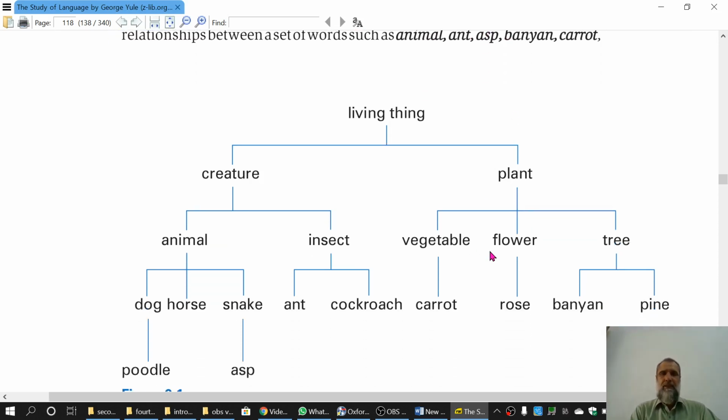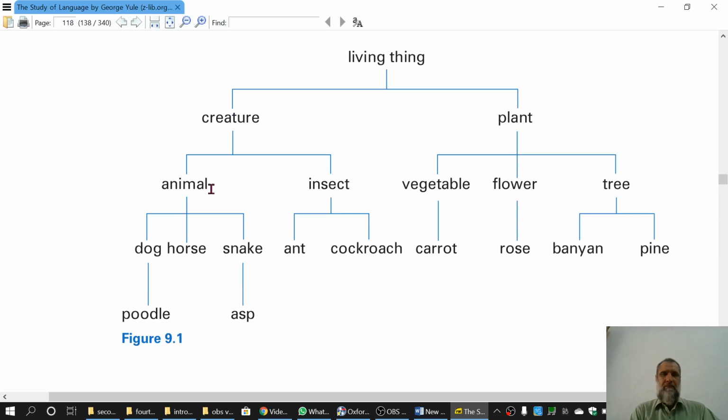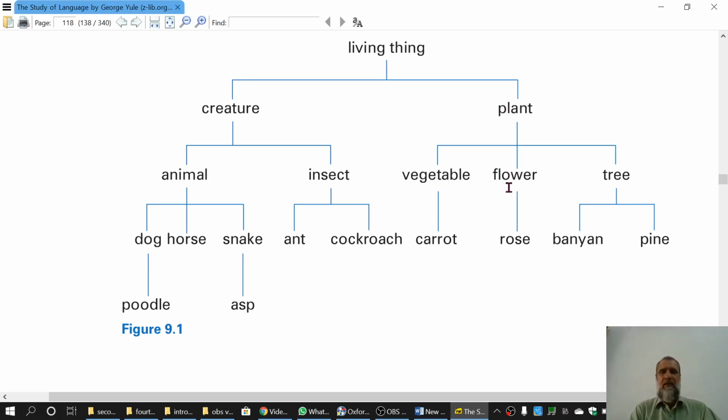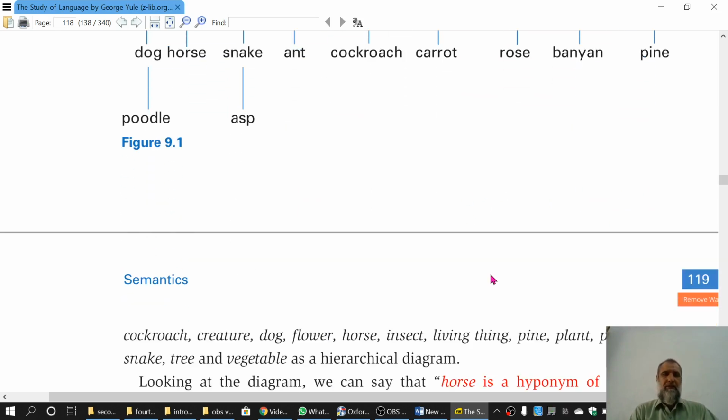If you consider this diagram, the living things are creature and plant. The creatures are divided into animals and insects. Under animals, dog, horse, snake; poodle is a kind of dog, asp is a kind of snake. Ant and cockroach are included in insect. Carrot is included in vegetable, rose in flower, banyan and pine in tree, and vegetable, flower and tree are all included in plant. This is called hierarchical relationship, from bottom to top or top to bottom.